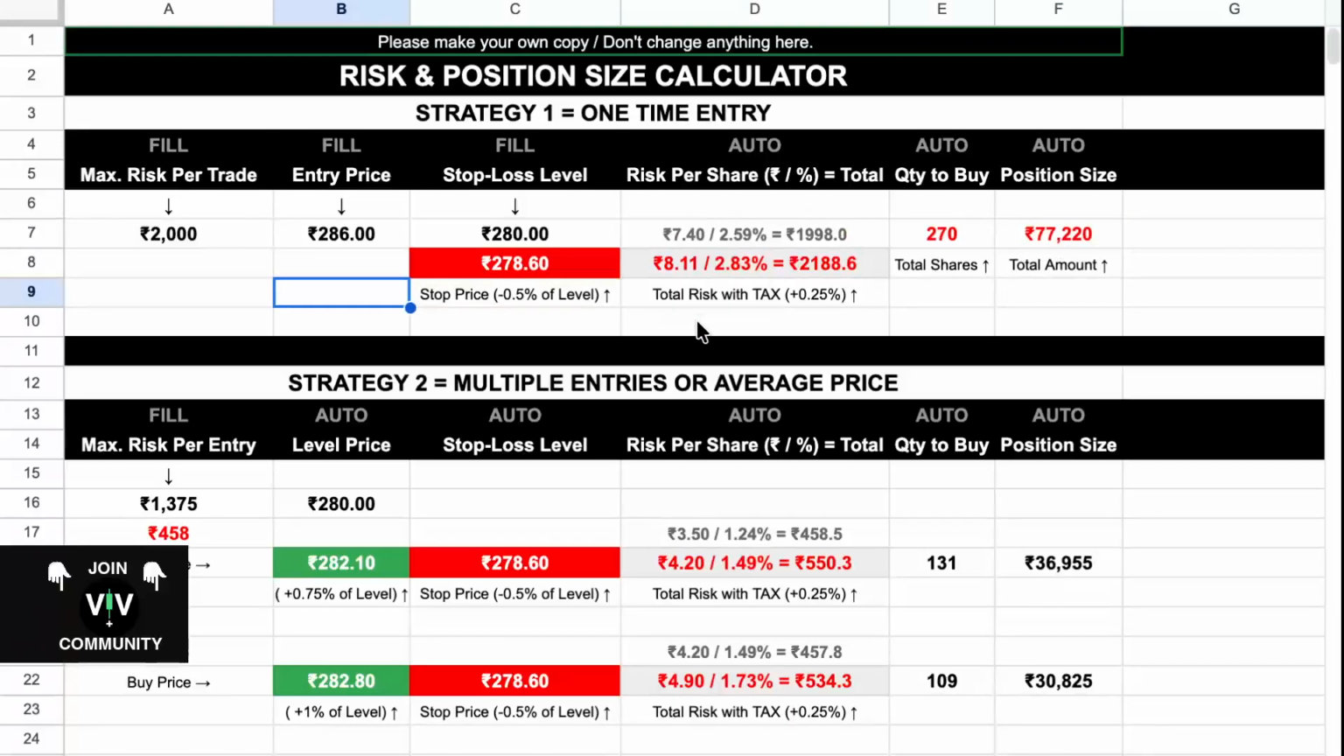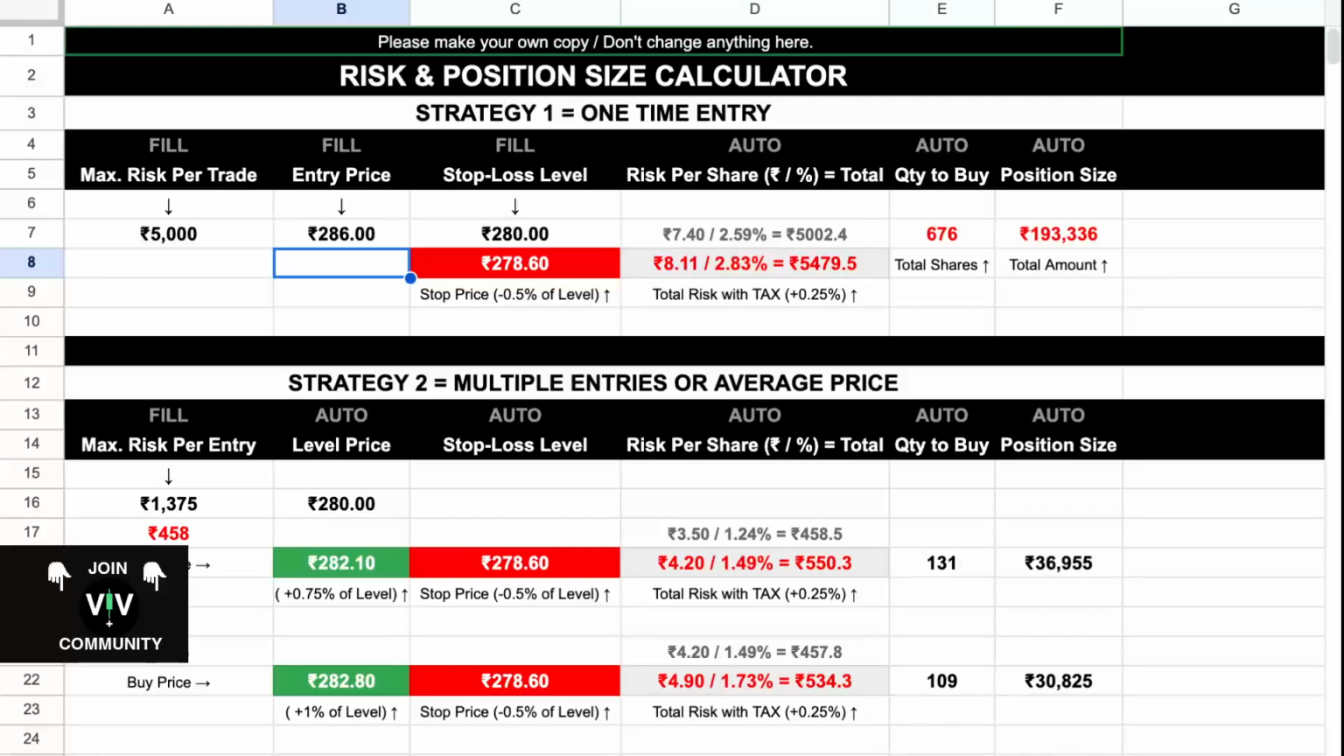77,220. Whatever your risk-taking capability is, if you want to take a 5,000 risk on any trade, it will tell you that the total risk with tax will be 5,480 rupees, and you can buy 676 stocks, and the total cost will be this much amount. So we provide the scanner and the calculator which auto-calculates everything.